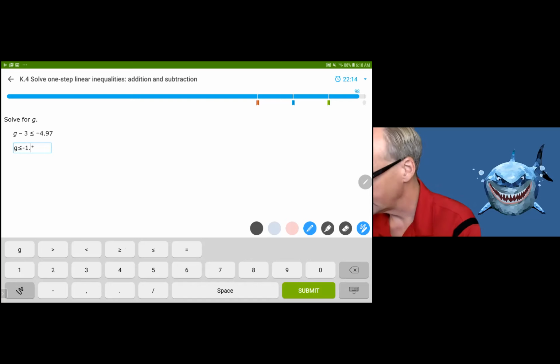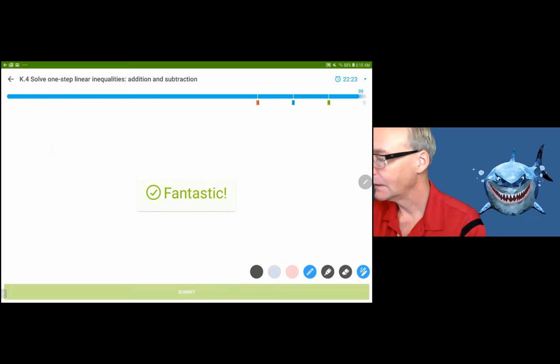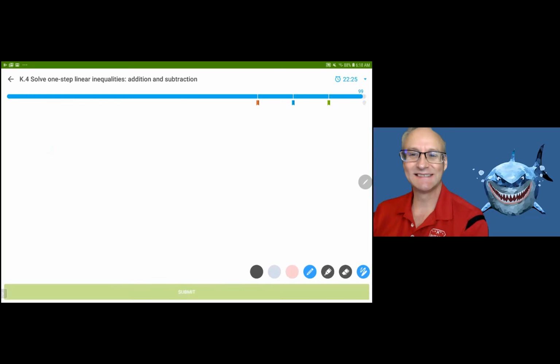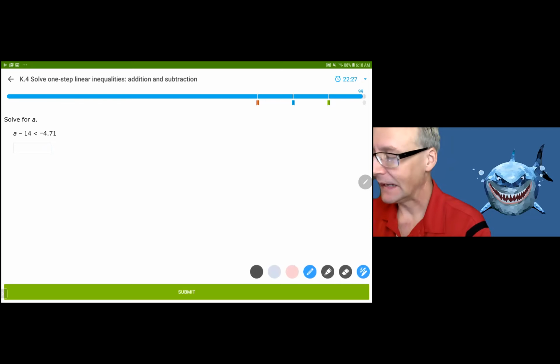Double check it, and it looks good. Yeah, less than or equal to. And we got one last one. Let's see if I can actually get the last one right. We're going to add 14 to both sides. And what you're going to end up with is 9.29.